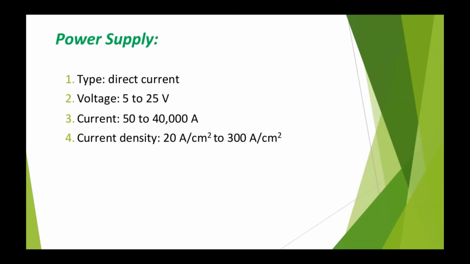First is the power supply. The type of power supply should be DC. Then we have to maintain the voltage at 5 to 25 volts. Then we have to maintain the current, that is 50 to 40,000 amperes, and you can maintain the current density between 20 to 300 amperes per square centimeter. This is about the power supply.